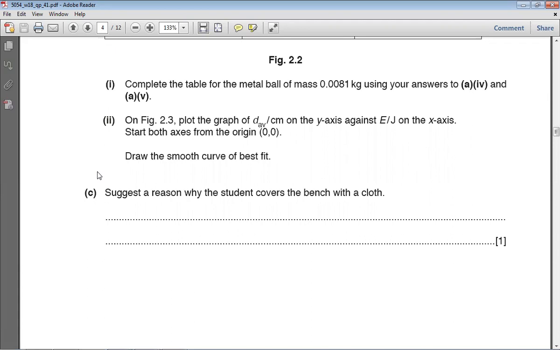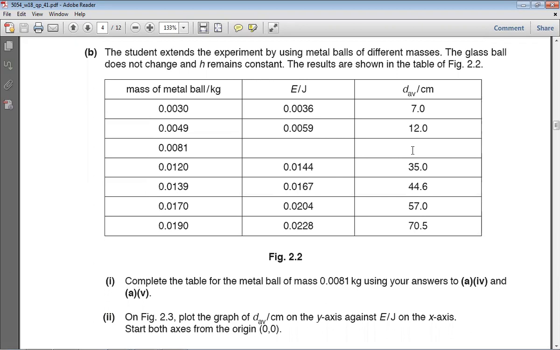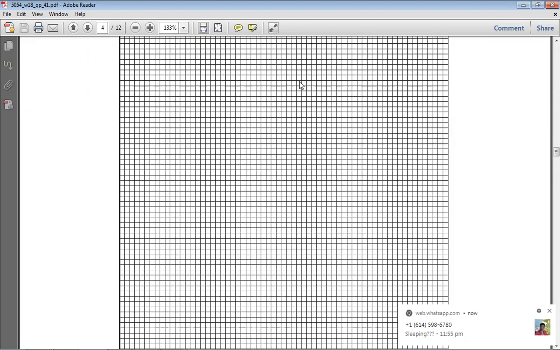Start both the axes from the origin. So we have to draw D average. This D average is supposed to be on the y-axis, and this energy is supposed to be on the x-axis. And you know, this is going from 0.0036 to 0.0228. So let me show you that graph which you have to draw.